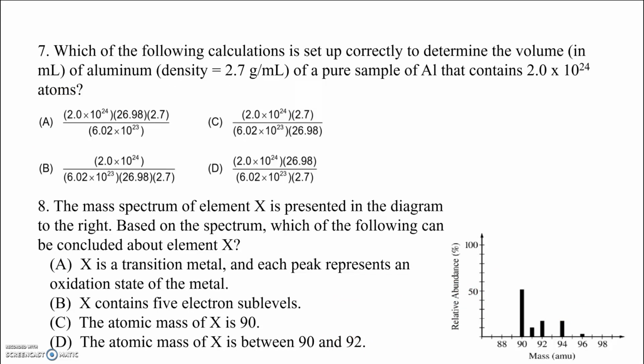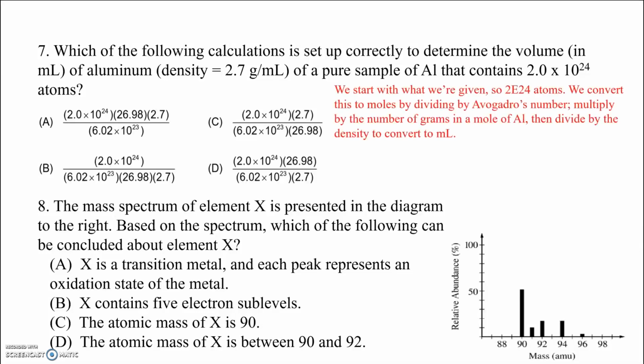Moving on to number 7, which of the following calculations is set up correctly to determine the volume in milliliters of aluminum? We're given the density, and we're given that the sample of pure aluminum is 2.0 times 10 to the 24th atoms. Well, the first thing we're going to do is start with what we're given. So 2 times 10 to the 24th atoms. We convert this to moles by dividing by Avogadro's number. And then we multiply by the number of grams in a mole and then divide by the density to convert to milliliters. So when I do that, the only answer is D.